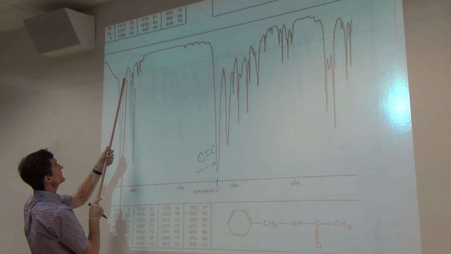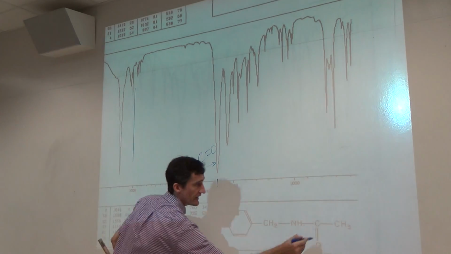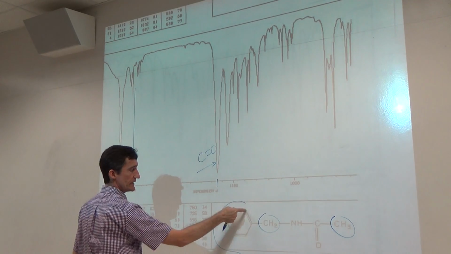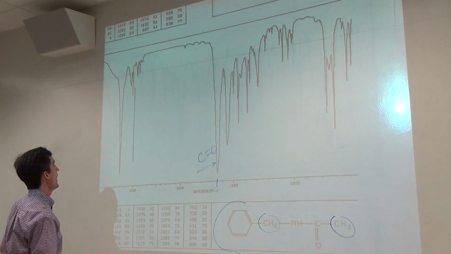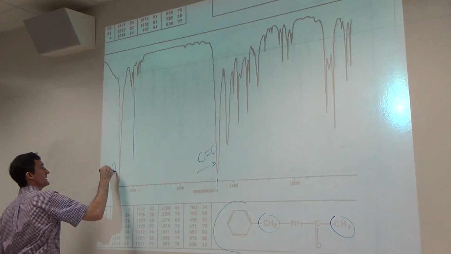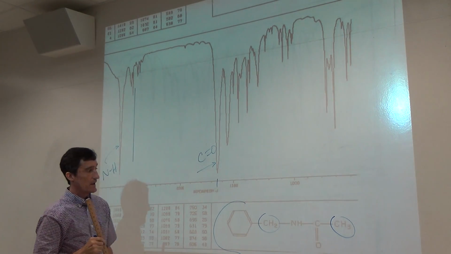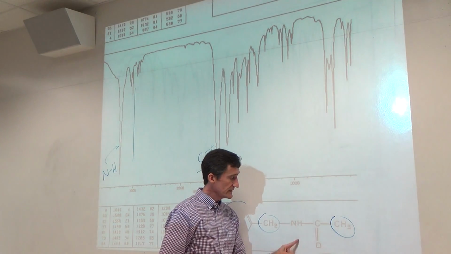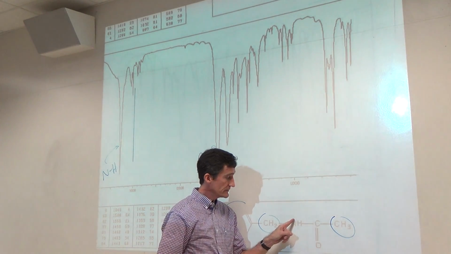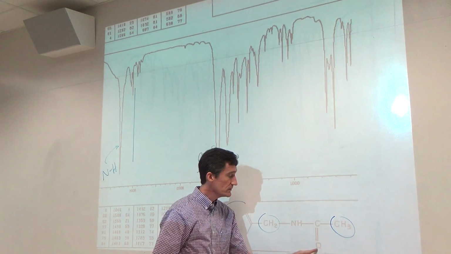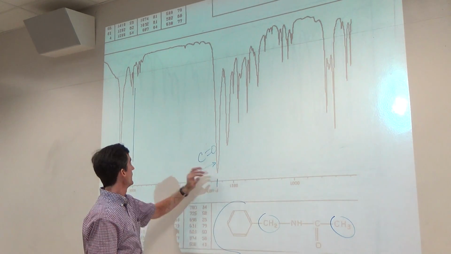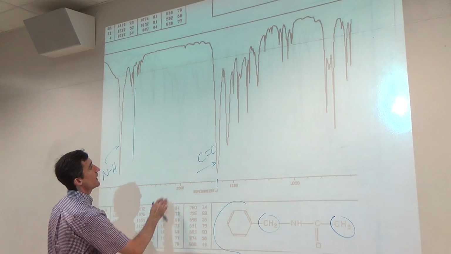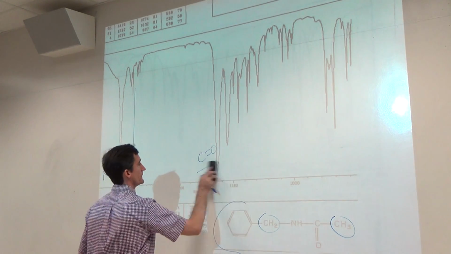sp3CH, it looks like, and sp2CH. Indeed, we have sp3CH here, and then here around the ring we have sp2CH. We have a very intense NH. If you remember, we said the conjugation also makes the NH more intense. This nitrogen is conjugated with the carbonyl, lowering the carbonyl, making the NH pretty intense. The rest being fingerprint.